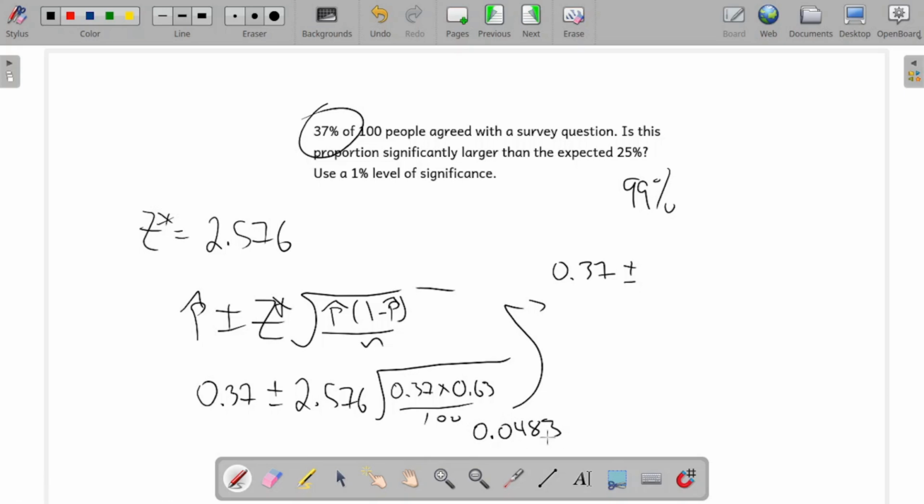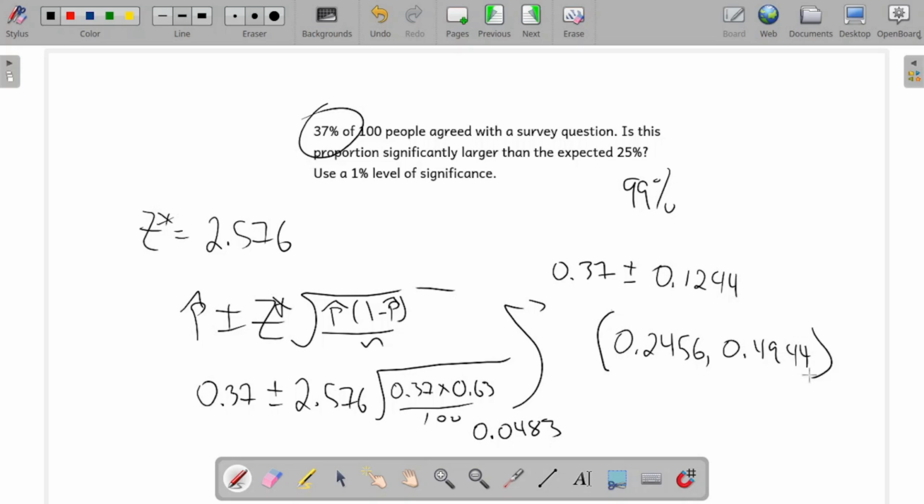And if I multiply that by 2.576, my margin of error is 0.1244. Subtracting that value from 0.37 will give us our lower bound, which is 0.2456. And if we add it, that'll give us our upper bound. I'll just do a quick computation. It's 0.4944.